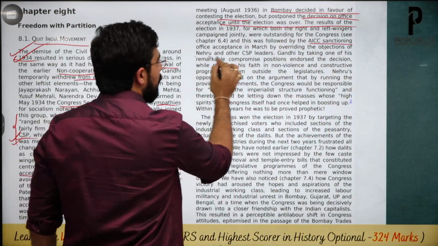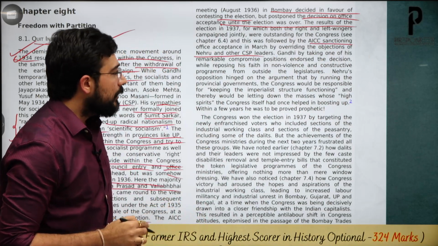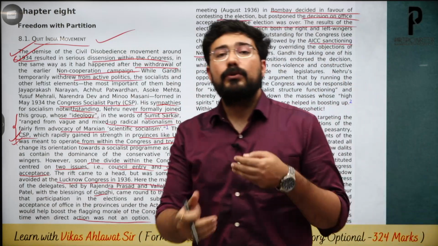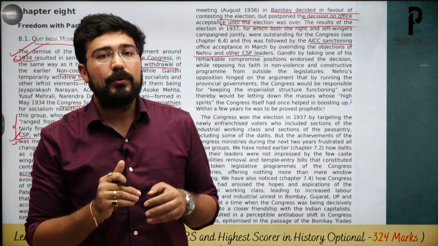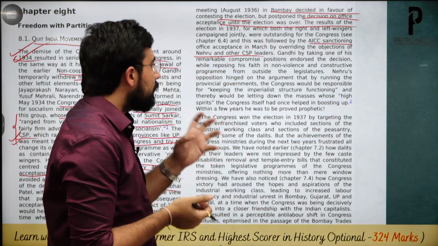AICC sanctioned office acceptance in March, overriding the objections of Nehru and CSP leaders. So many of the socialist leaders said we should participate in the election, we should show the British that the Congress is the most legitimate party in India, but we will not accept the offices. And what was the viewpoint of Nehru?